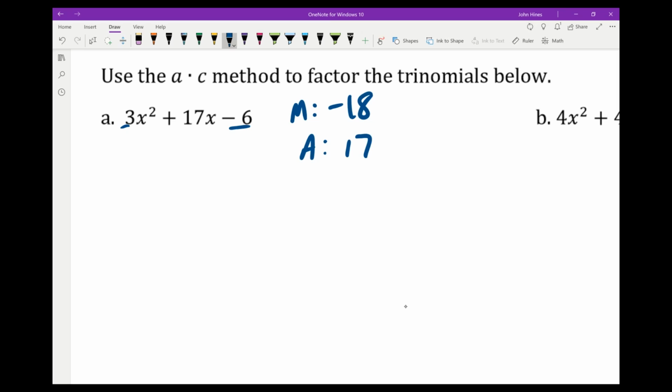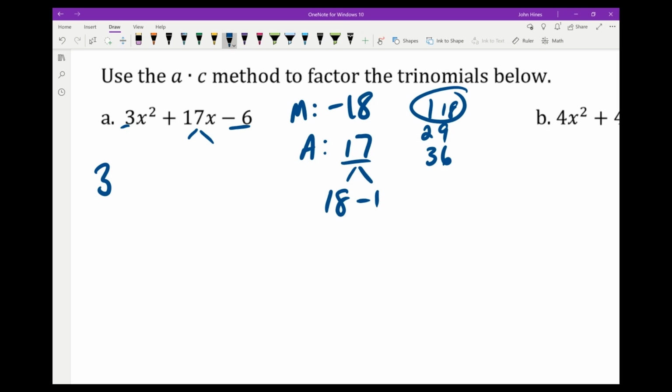How am I splitting apart 17 here? Well, what makes 18? 1 and 18, 2 and 9, 3 and 6. I think I'm going to use 1 and 18. That's how I'm going to get 17, right? 18 minus 1. So I'm going to split my middleman there. I'm going to split up 17 as 18x and minus 1x. Notice that they get the x because that's the middle term I'm splitting up there.